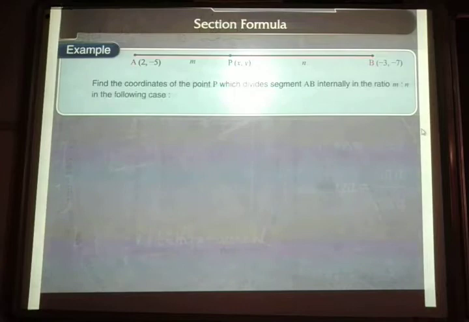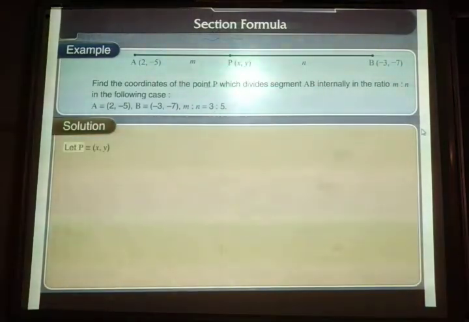We shall now solve a few examples. Find the coordinates of the point P which divides segment AB internally in the ratio m:n, where the coordinates of point A are (2, -5), the coordinates of point B are (-3, -7) and the ratio m:n is 3:5. Let P be (x, y).